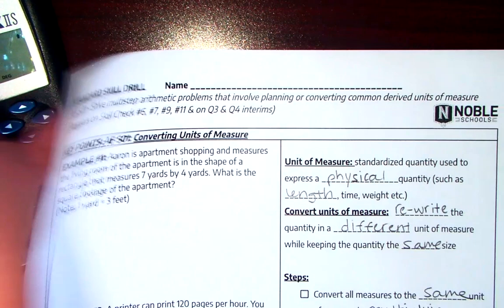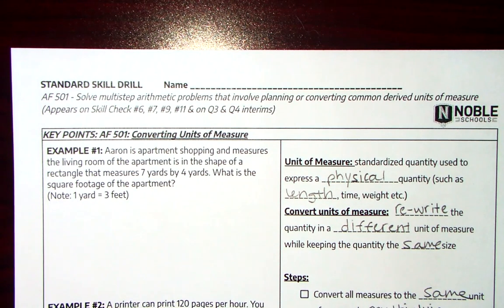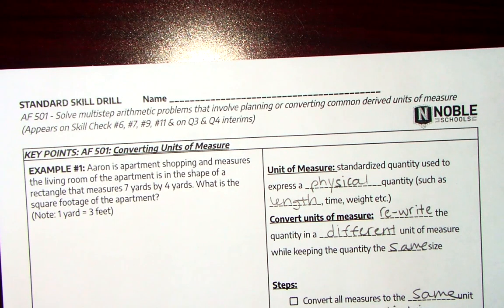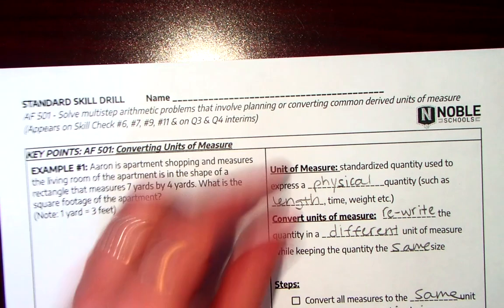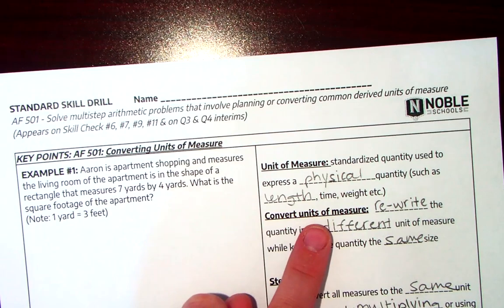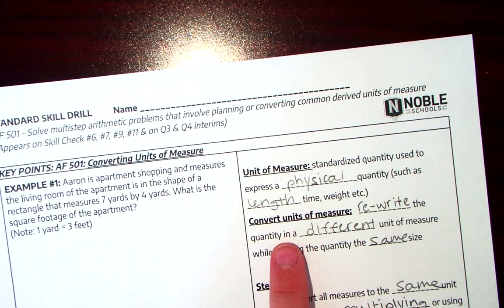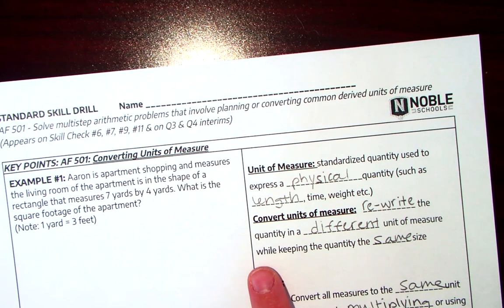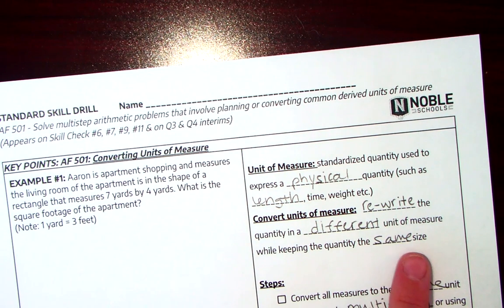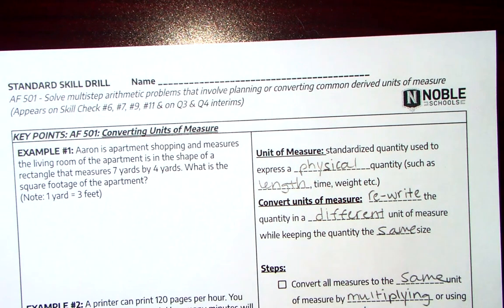Things like, for length, feet or inches or miles or centimeters. For time, we can measure in hours or minutes. Weight, you can measure in pounds or kilograms. What we're going to really focus on is when we convert units of measure. That's when we rewrite the quantity in a different unit of measure while keeping the quantity the same size. So we don't want to change the amount we're talking about. We're just going to use different numbers based on the unit of measure.